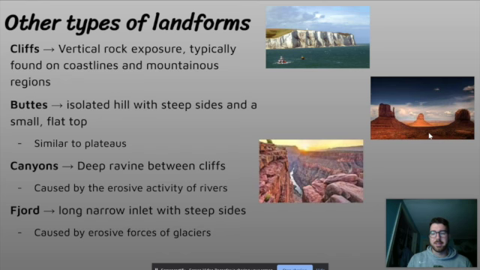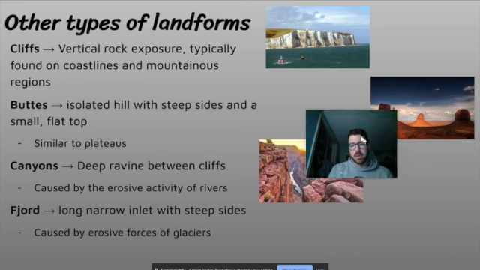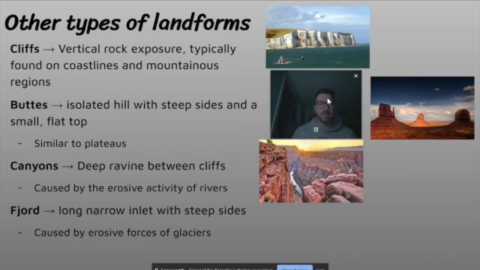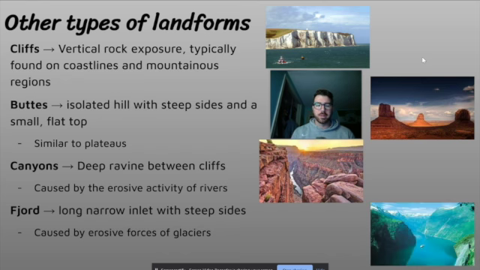Next, we have canyons. Canyons are deep ravines between cliffs, and these are caused by the erosive activity of rivers. In class, we talked about the Colorado River and how that formed the Grand Canyon. Same thing with every other canyon. They're caused by erosive forces of rivers.